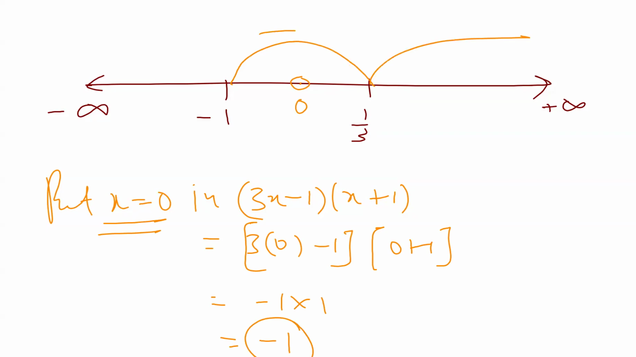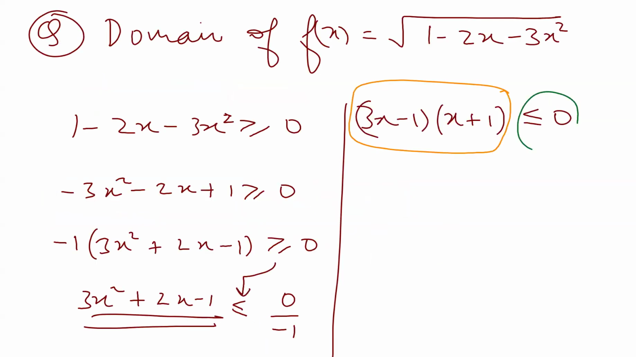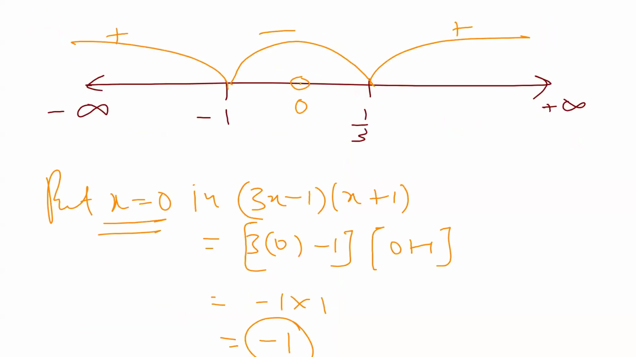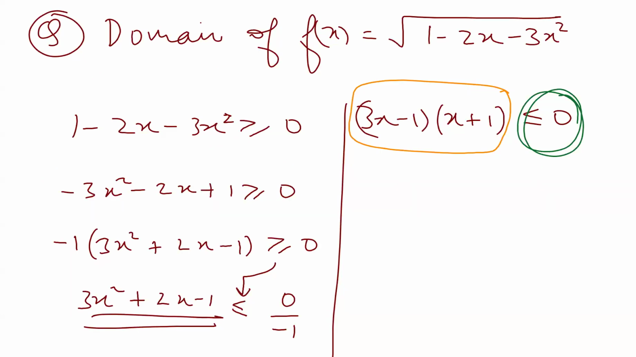Adjacent region will be positive. Now check out the inequality. It is less than or equal to 0. Less than or equal to 0 indicates negative region. So x will lie between minus 1 and 1 by 3. Okay, so the domain is x belongs to minus 1 and 1 by 3. Put a box bracket. And there is no denominator over here to analyze it further. And since there is an equal to sign, minus 1 and 1 by 3 are inclusive. They are included. Fine.